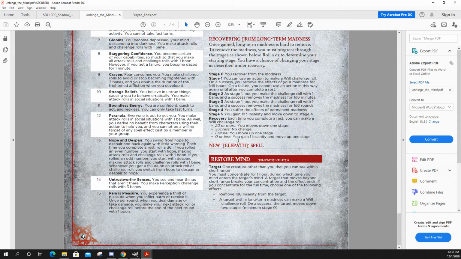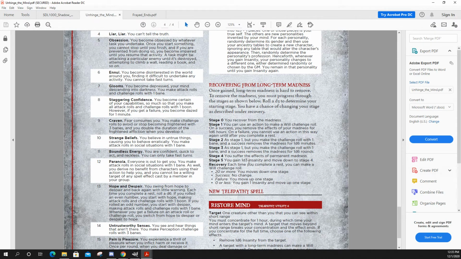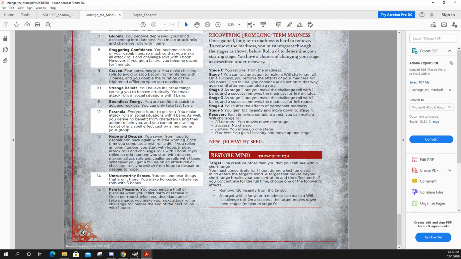But at any rate, this also gives you ways to recover from long-term madness. It also provides you a new magical way of getting rid of insanity and madness, and that is with a new telepathy spell, Restore the Mind.